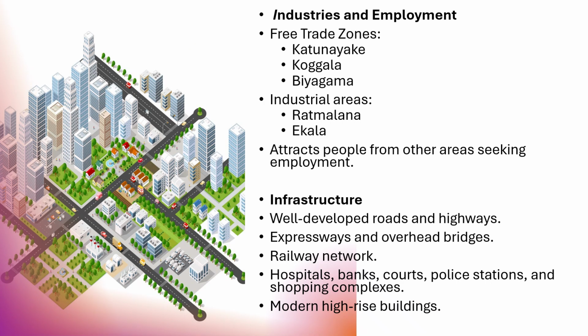Industries and employment: free trade zones, Katunayake, Koggala, Biyagama. Industrial areas, Ratmalana, Ekala, attract people from other areas seeking employment. Infrastructure: well-developed roads and highways, expressways and overhead bridges, railway network, hospitals, banks, courts, police stations, shopping complexes, and modern high-rise buildings.